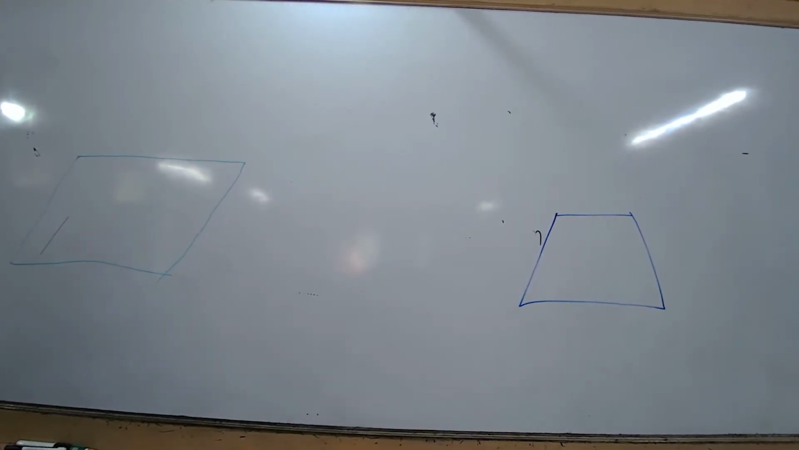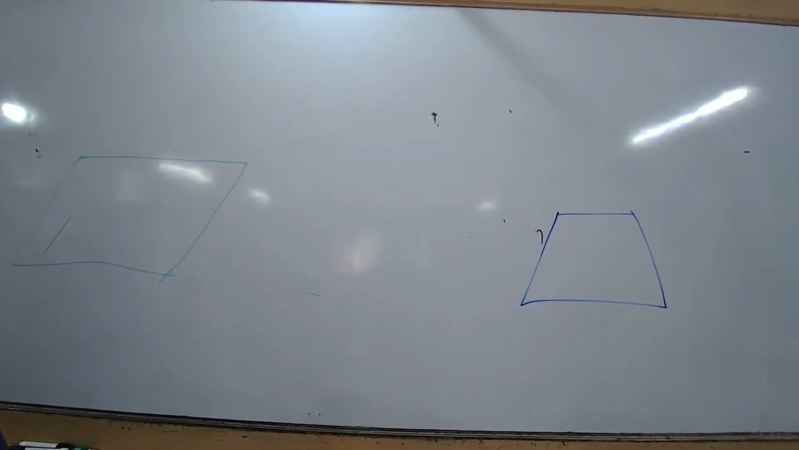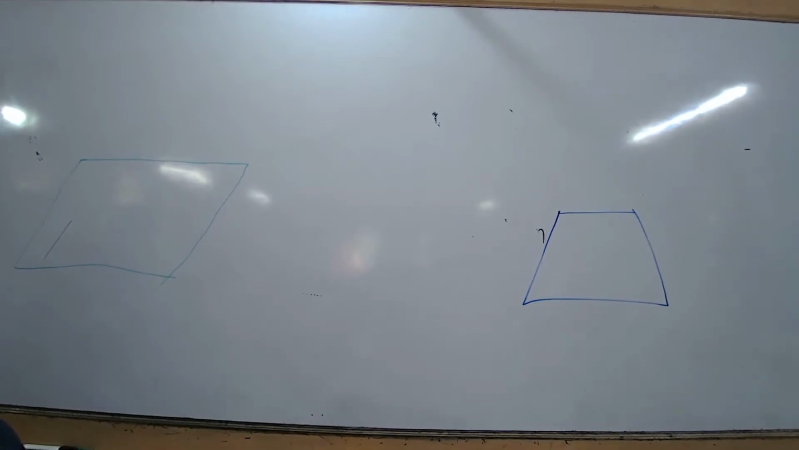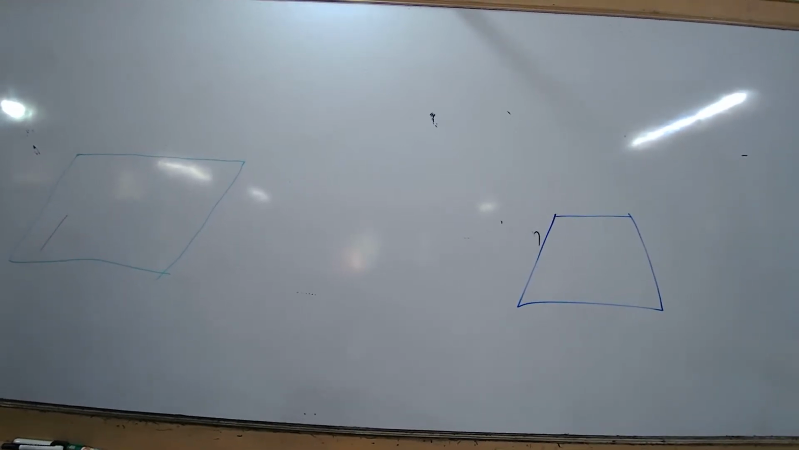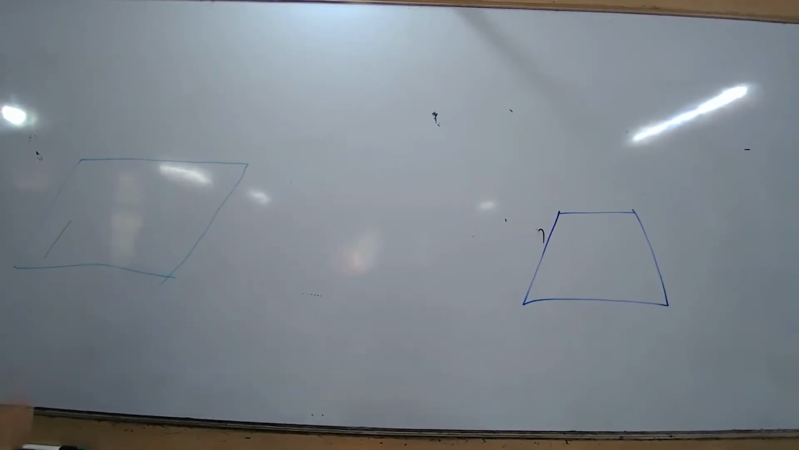Tell a property of the parallelogram. Opposite angles are equal. Anything else? Wrong. Opposite angles are parallel and equal.